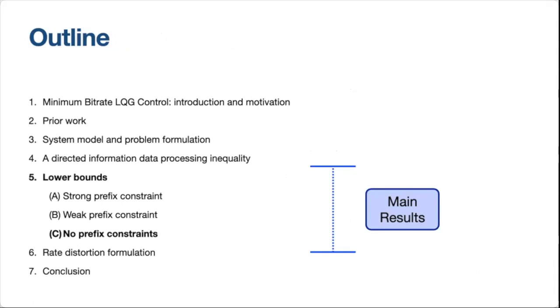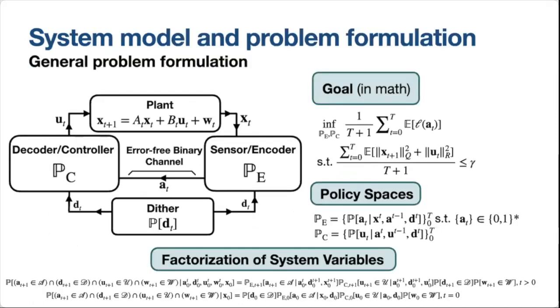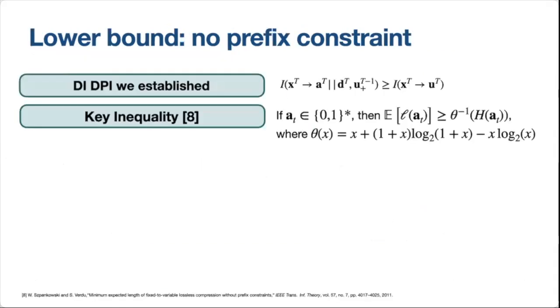We're now going to talk about what happens when you relax the prefix constraint on the code words. The only difference in terms of our system model is that now at every time t, a sub t is just a finite length binary string. There's no prefix constraints. Note that the empty string, by definition, is a finite length binary string. So actually, the encoder can choose to send nothing at a given sample time. Our DPI still holds, so I'm going to keep it at the top of the screen.